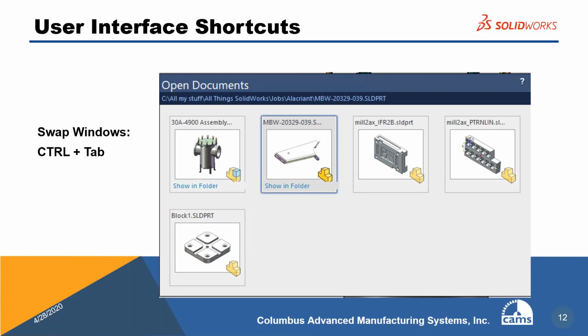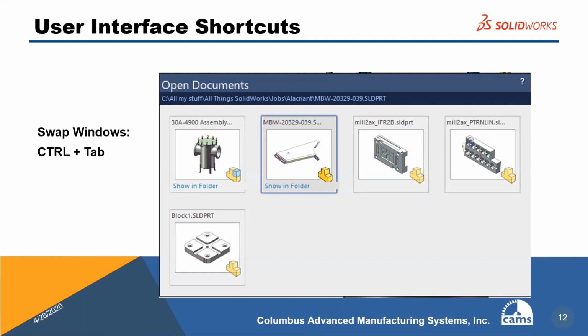And then holding the control key down and poking the tab key one time, you can get this window, open documents, and it will show you everything that you have open in session. You take your cursor and you left click on the particular model you want to continue to work on, and that one becomes front and center.